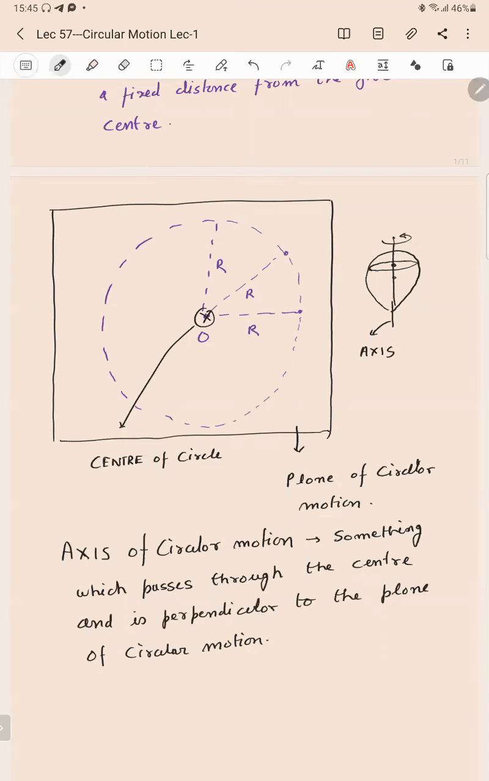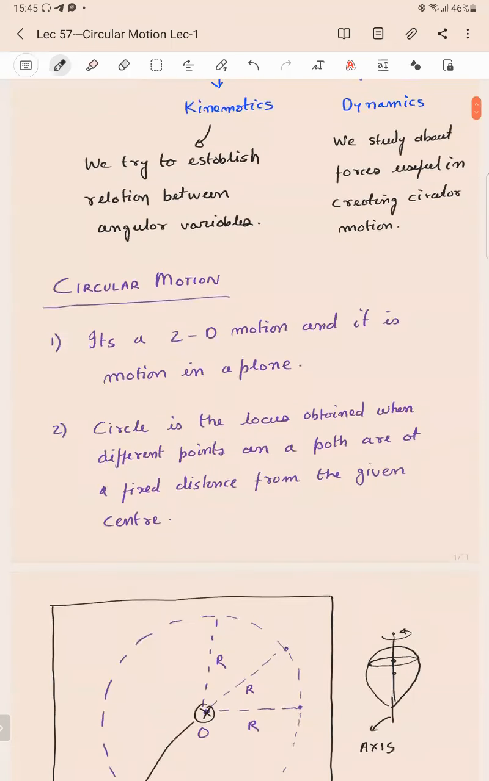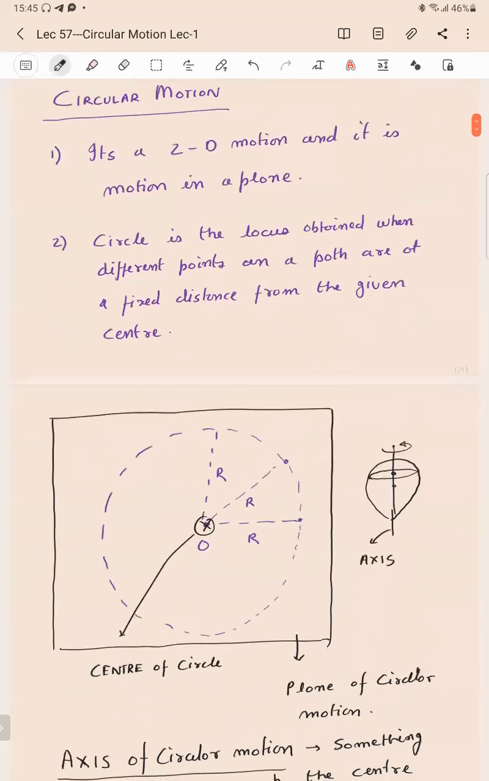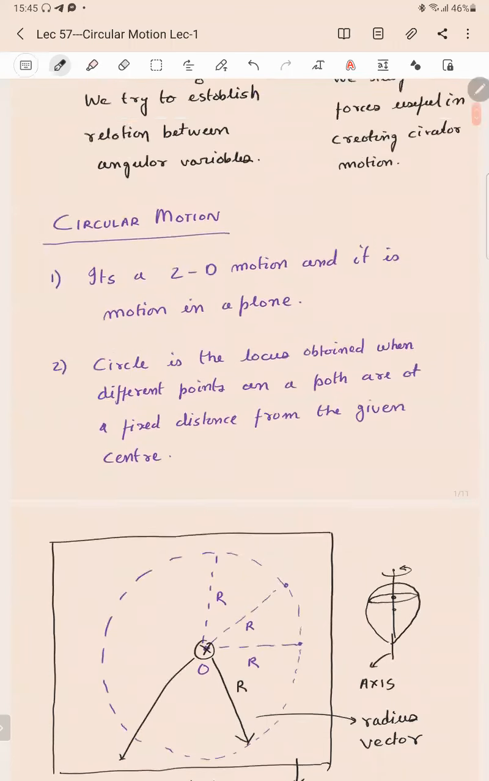So axis of circular motion ये होता है ना? This is what the axis of circular motion is called. Something which passes through the center and is perpendicular to the plane of circular motion. It is called axis of circular motion. Fine. Now these things are clear. Radius clear हो गया. Then if I make it like this, then it becomes a radius vector. This is your radius vector. Radius vector. ठीक है? Now circle is clear to you.